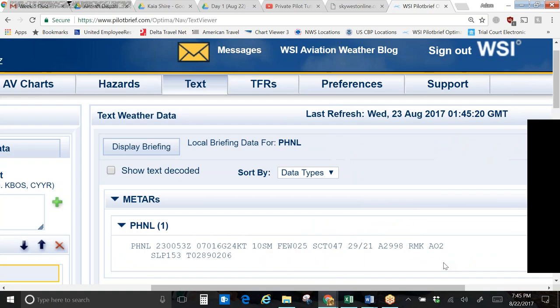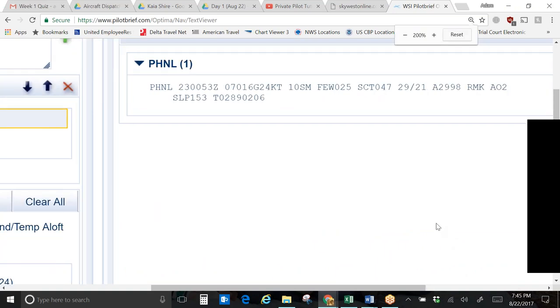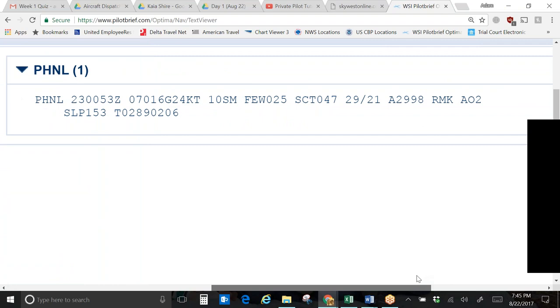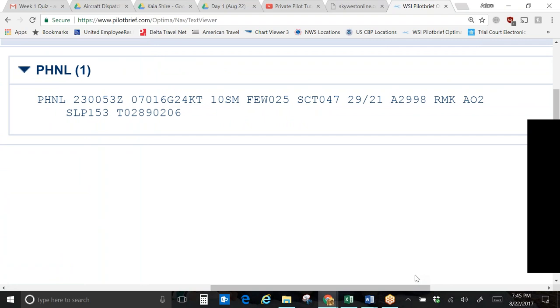These are the current ones. And these only happen to like tower airfields, right? No, they happen anywhere. Anywhere that has ASOS, AWOS, like St. George. We can look up St. George. Yeah, Cedar, St. George. Yeah, anywhere, even non-towered.